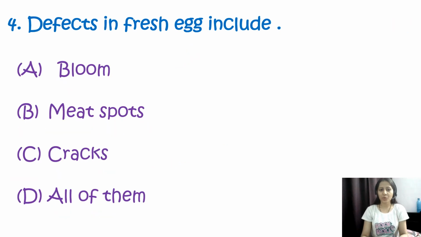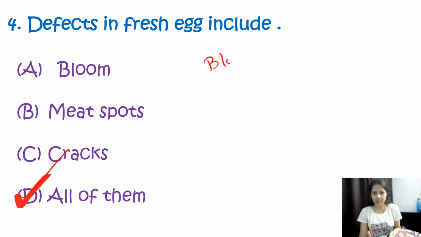Question number 4, defects in fresh egg include: bloom, meat spots, crack or all of them. So it includes all these things: bloom, meat spots, cracks. So over here correct option is D, that is all of them. Even it includes the blood spots.